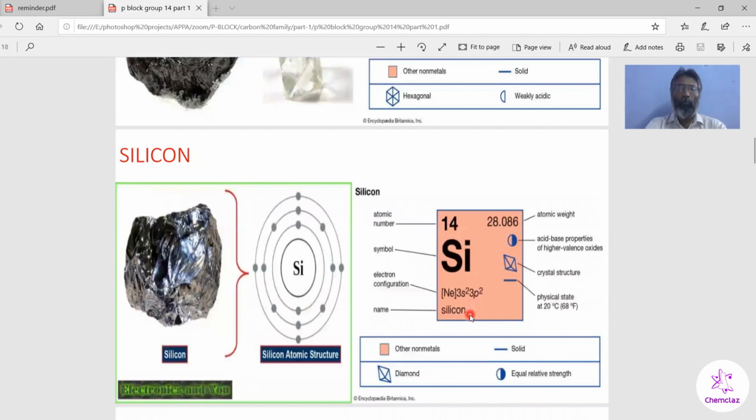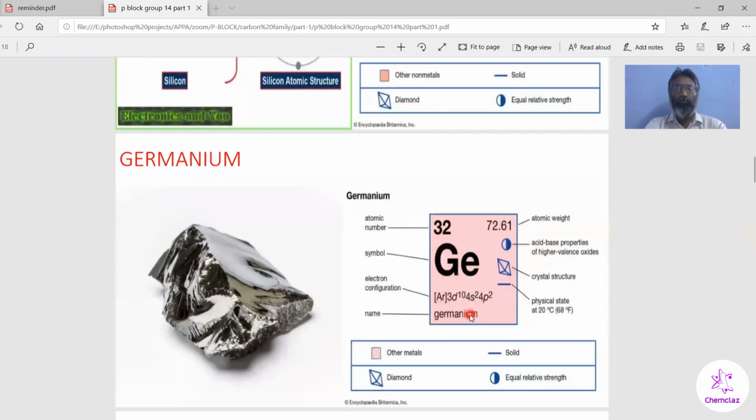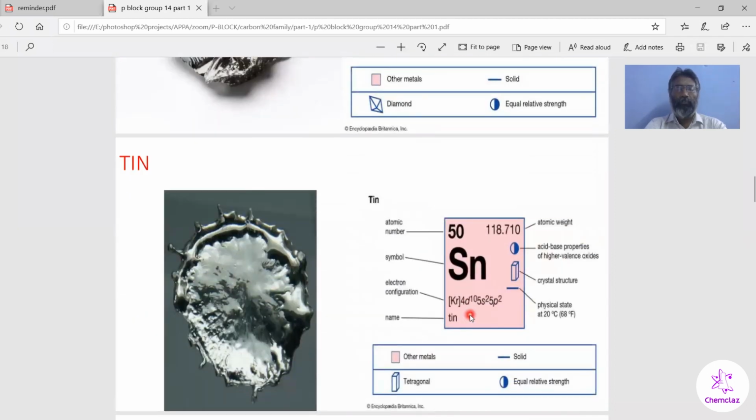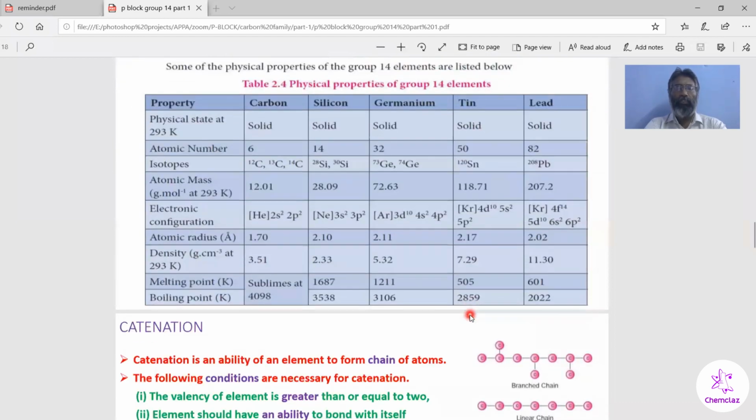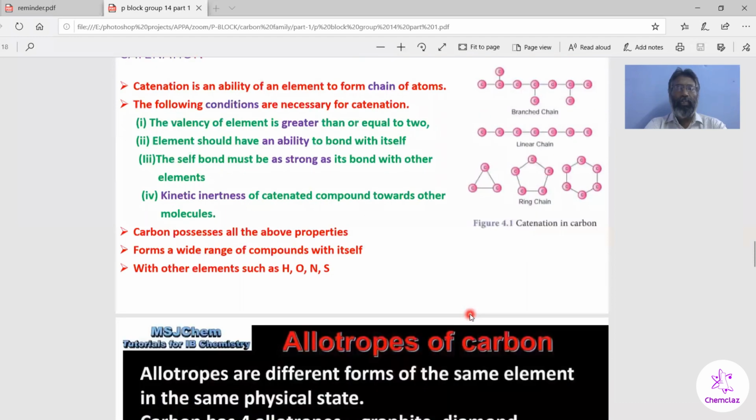silicon, germanium, tin, lead. This one is a comparative study. Then catenation properties, that is the self-linking property. Then the conditions for catenation.